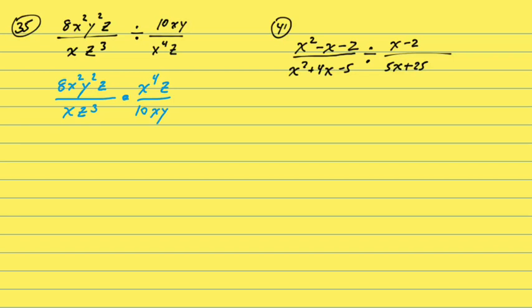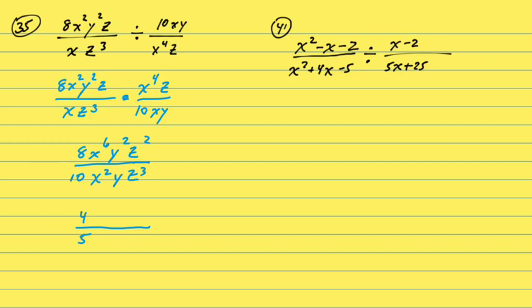Top times top is 8. X to the 2 plus 4 is 6. Y to the second, z to the 1 plus 1 is 2. On bottom I have a 10. X times x is x to the 2. There's a y, and there's a z to the third, it looks like. So 8 over 10 simplifies to 4 over 5.